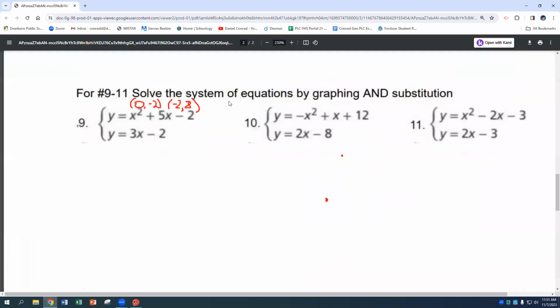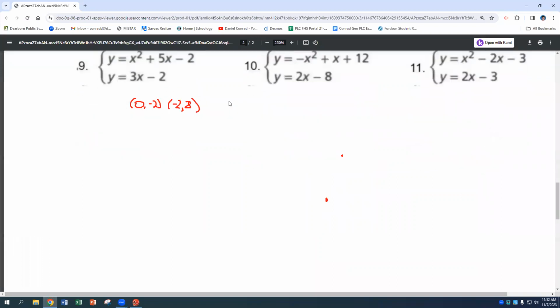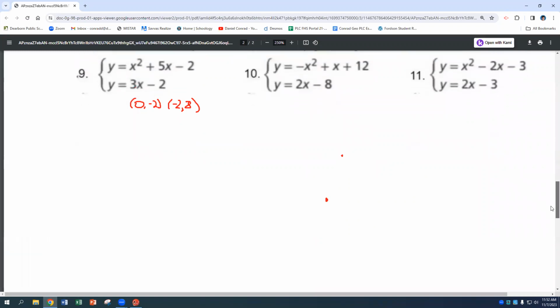Next, we're going to solve this by substitution. Okay, so let's go ahead. We know these are going to be the answers. Okay, but let's try and get them using substitution. So what I'm going to do is take this 3x minus 2 and substitute it in for y right here. So it's going to be 3x minus 2 equals x squared plus 5x minus 2.